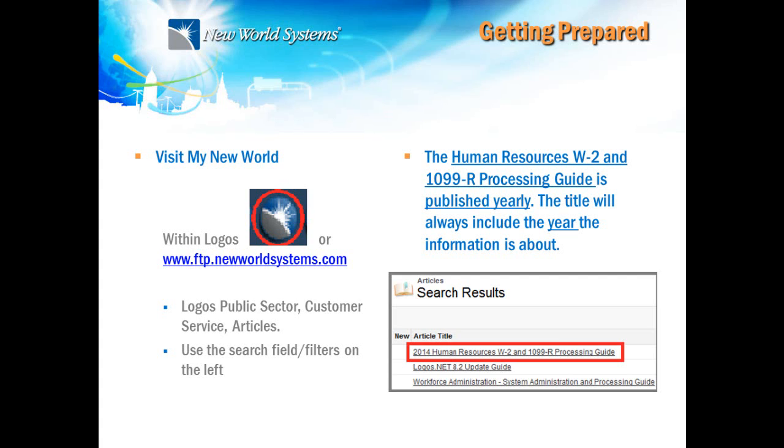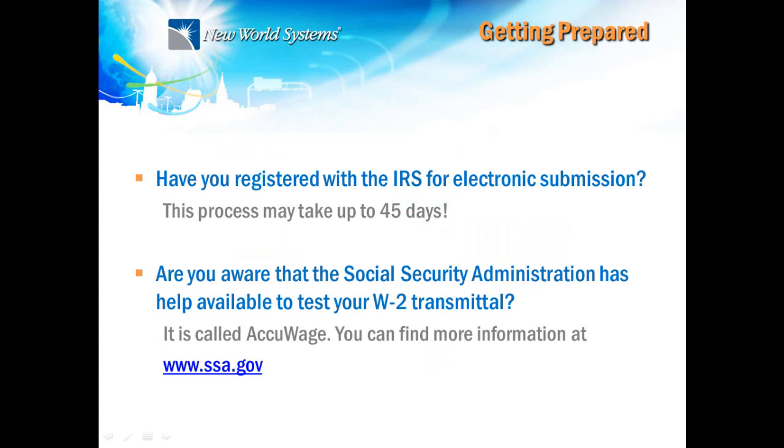Before we begin, let's review some common topics. Have you registered with the IRS for electronic submission? This process can take up to 45 days. If you haven't done so, you may want to do this soon.